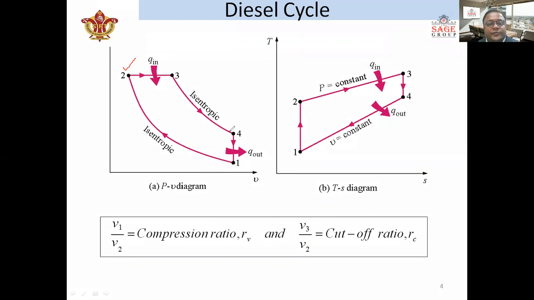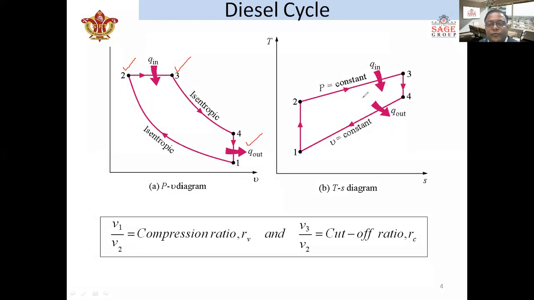The fuel injection process takes place at the TDC point here, and the fuel supply is cut off because no more fuel is supplied, as the combustion has been properly initiated. And 3 to 4, that is isentropic expansion, takes place when the piston is moving from TDC to BDC. This is the isentropic process. 4 to 1 is called constant volume heat rejection, where the gases are exhausted to the atmosphere at constant volume.